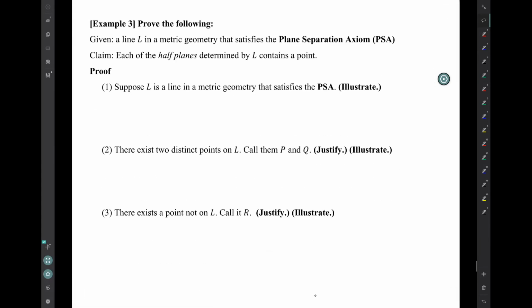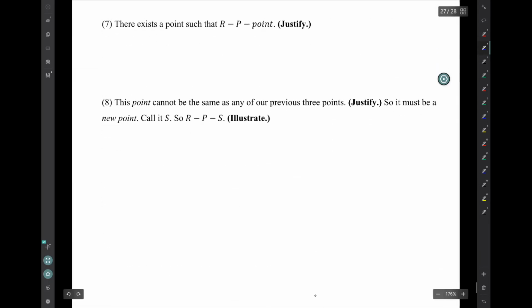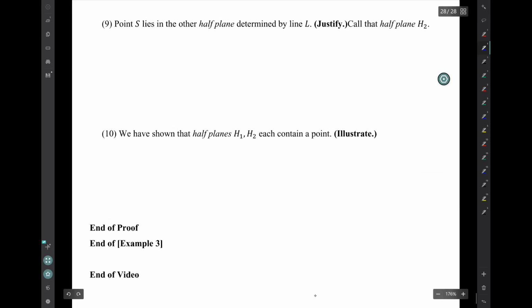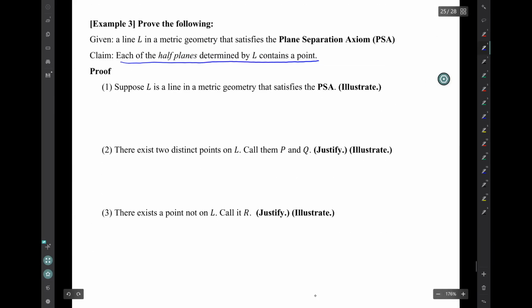So for example, prove the following. Given a line L in a metric geometry that satisfies the plane separation axiom, claim each of the half planes determined by line L contains a point. So here's the proof. The proof is 10 steps. I've provided the statements, but I haven't provided justifications or illustrations. So that's what we'll do here, and then you'll have a similar kind of problem on your homework.